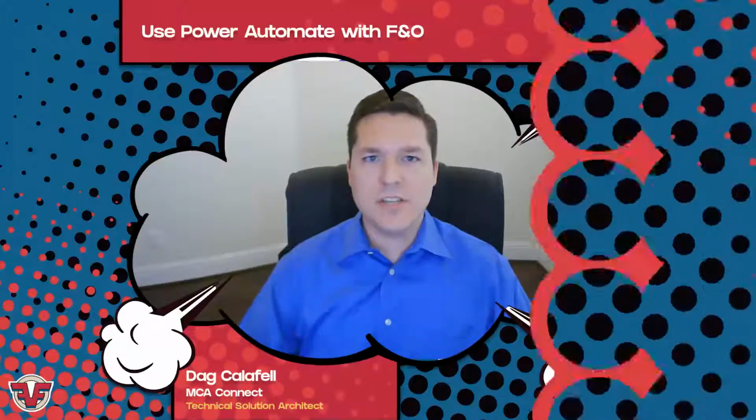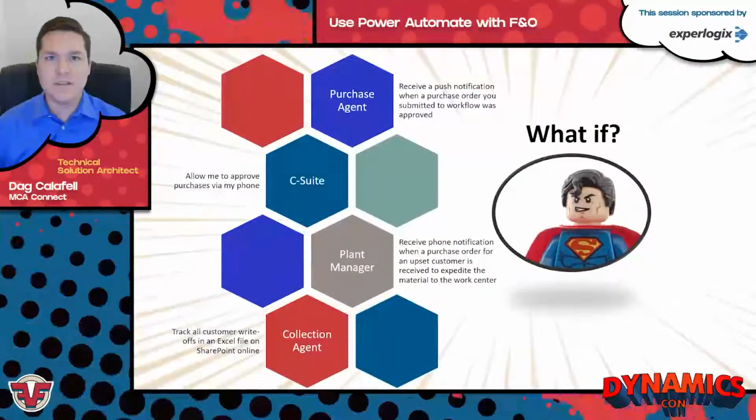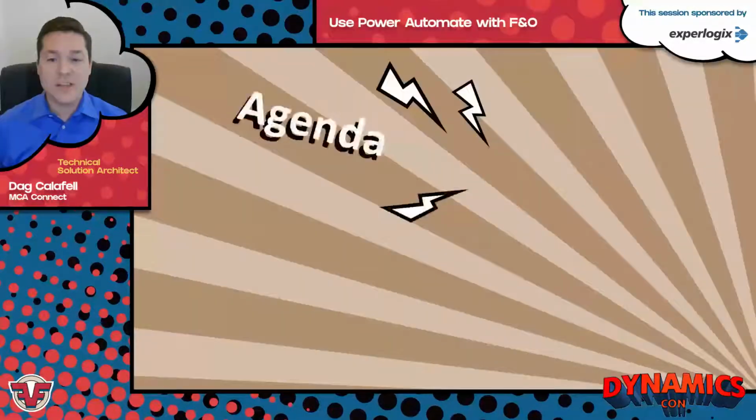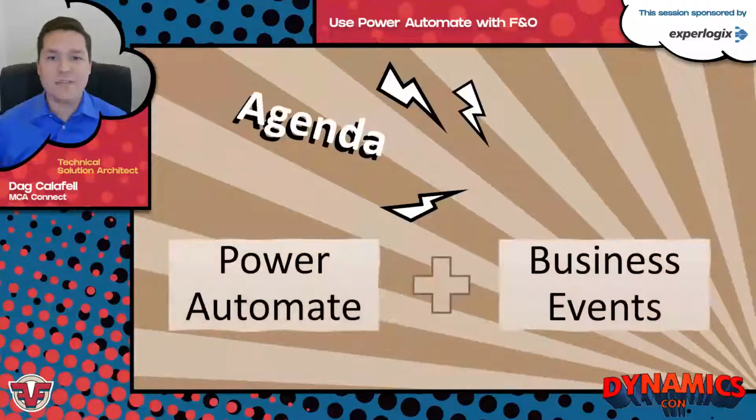What if, as a collection agent, you could track all write-offs automatically in an Excel file on SharePoint Online? That's what we're here for today. I want to turn all of us into superheroes. Our agenda is really, how do we connect Power Automate with finance and operations, specifically the business events that were made available about a year and a half ago.